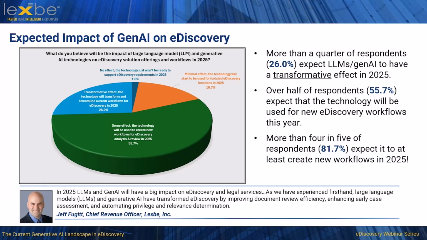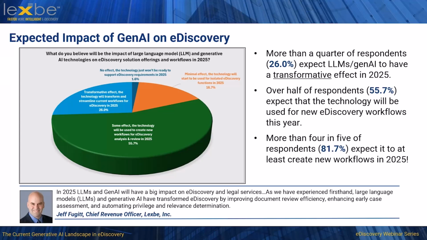So in this year's survey, more than a quarter of 551 survey respondents, 26% to be exact, said they expect LLMs and generative AI to have a transformative effect this year. Well, that's pretty impressive, and it's 2.1% higher than last year's survey results. And when you add the people who said the technology will be at least used to create new eDiscovery workflows this year, that means more than 4 in 5 respondents, 81.7% to be exact, expect it to at least create new workflows in 2025. So it's clear that the industry is very gung-ho about generative AI.